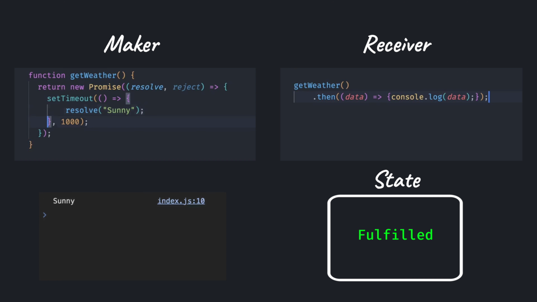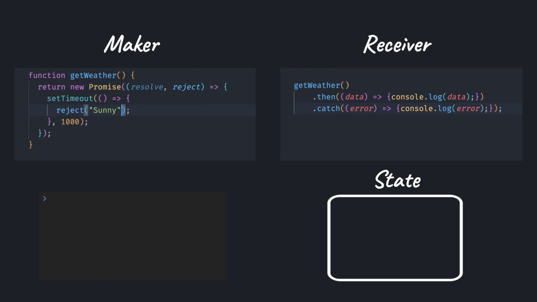But what happens if the API returns an error? That's where reject comes in. If we switch resolve to reject and run the code, nothing happens. To handle a rejected promise, we use the catch method. It works in essentially the same way as the then method. When the reject function is called, the promise's state is changed to rejected and the data is passed to the catch method. Now, when we run the code, the error message is logged through the catch block.